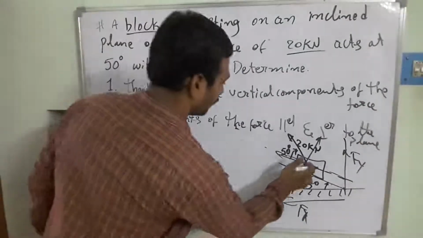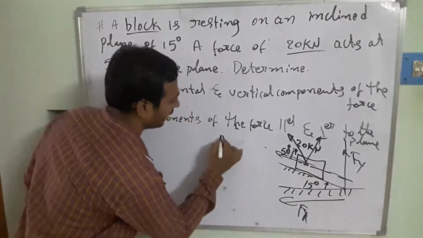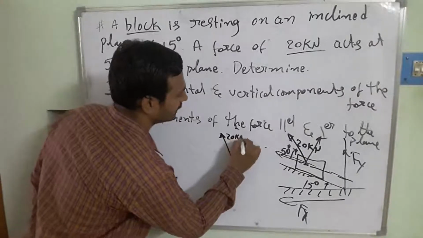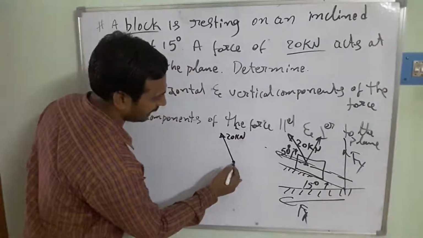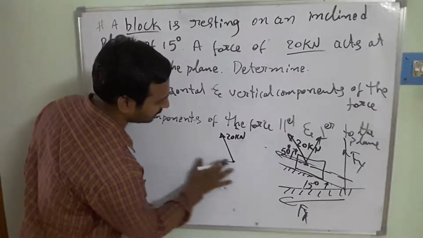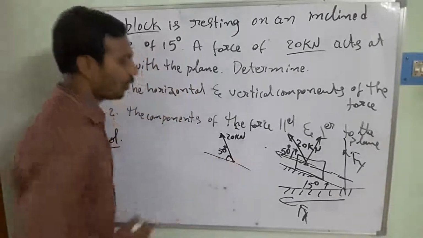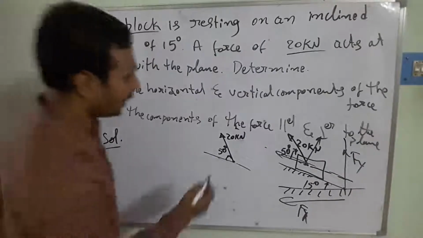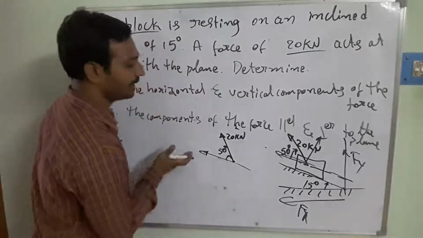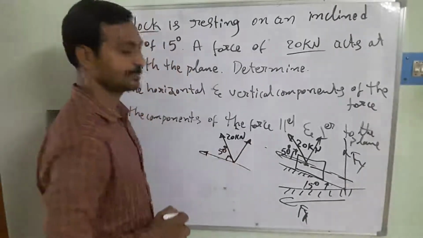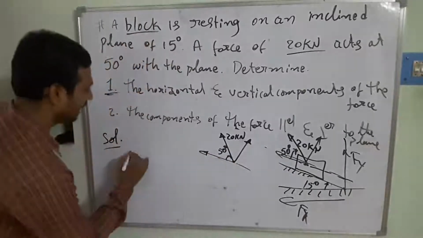So I am going to draw this one. At this point, the 20 kilonewton load is acting. And similarly, how much angle is it making with the inclined plane? It is making 50 degrees. Now we need to find out the two forces. One is the force along this plane and one is the force perpendicular to this plane. So then I am going to say F parallel.